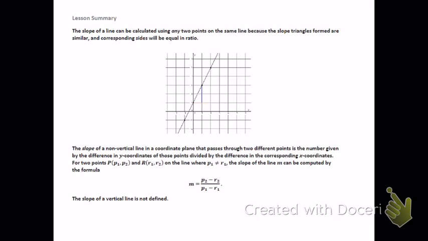Okay, let's take a quick look at the lesson summary, and then I want to work through the exit ticket with you because we haven't done a lot of examples here, and then you can be on your own here. Okay, so the slope of the line can be calculated with any 2 points. We saw that those slope triangles are similar, and therefore any slope triangle we draw is going to be similar, and so that ratio of rise over run is always going to be the same.